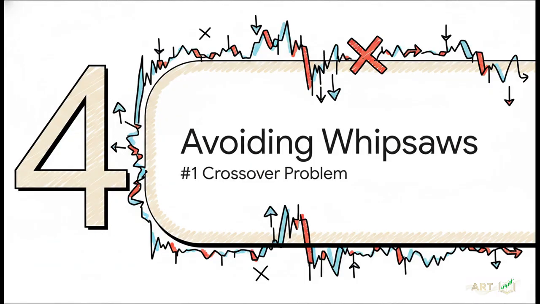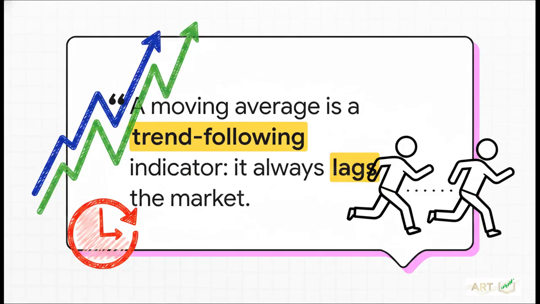This is the number one problem that absolutely plagues these simple crossover systems. So to understand why this happens, you have to get this one core concept down. Moving averages don't predict the future. They confirm the past.